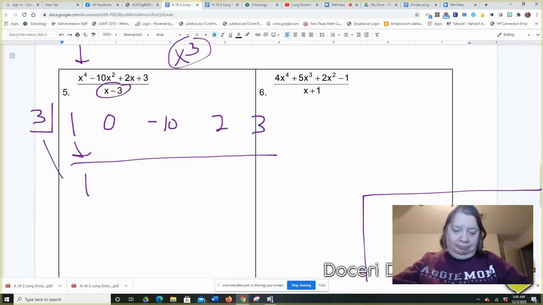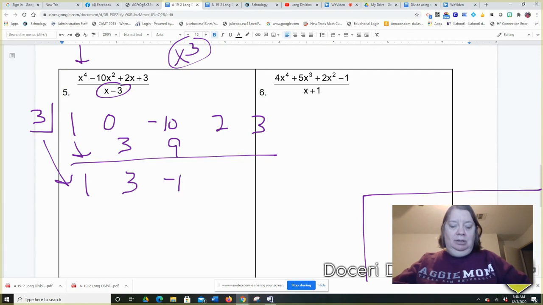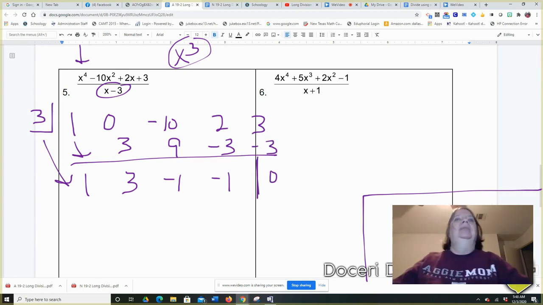3 times 1 is 3. 0 plus 3. Keep going. Multiply the number in the box. 3 times 3 is 9. Add. Negative 10 plus 9. Multiply. Add. Multiply. Add. Now remember, it's okay if you get a number there. It's just a remainder. We have 0, so we don't have a remainder.